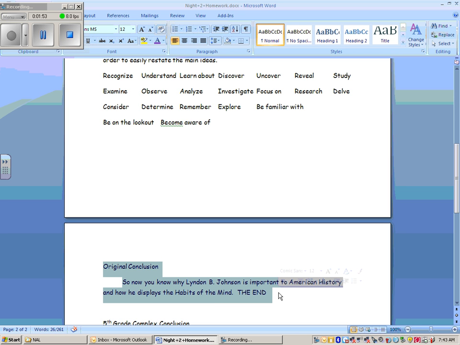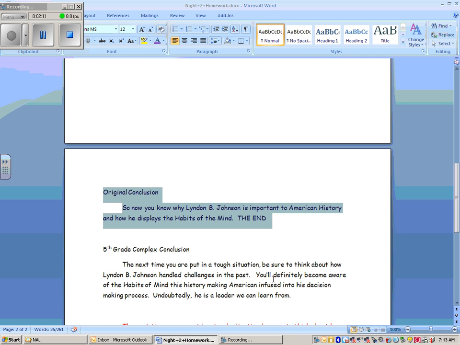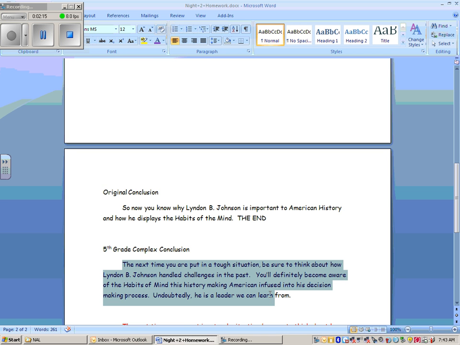So those are the main parts of a conclusion. So if you were in 3rd grade or 4th grade and this was your conclusion, you would have probably done what your teachers expected you to do. But in 5th grade, we are expecting more complex conclusions. So let me show you what we're expecting. Right down here at the bottom, the 5th grade complex conclusion. This is what we're looking for.